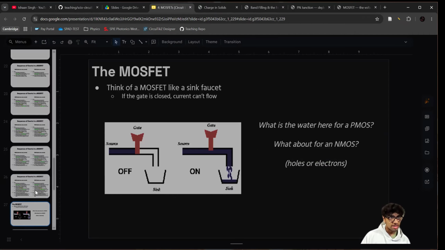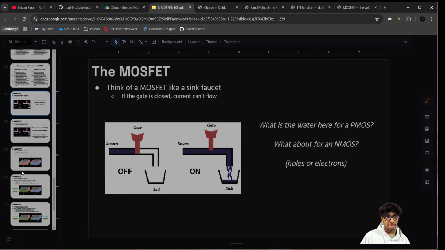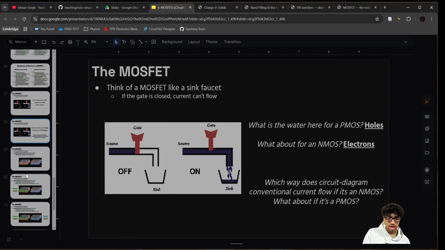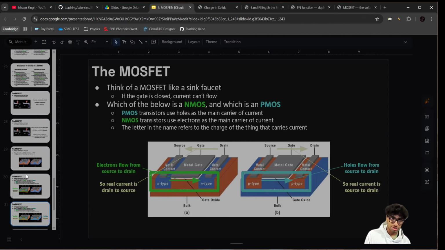So you can think of a MOSFET like a sink faucet, right? If the gate is closed, current can't flow. If the gate is open, current can flow. That's the analogy, right? So the water for a PMOS is going to be the holes, NMOS is going to be the electrons. And we just talked about this. In an NMOS, current flows from drain to source, and in a PMOS, current flows from source to drain. And so this is all stuff that we just discussed. Again, just really hammering in this point that in a PMOS, current flows source to drain, and in an NMOS, current flows from drain to source.